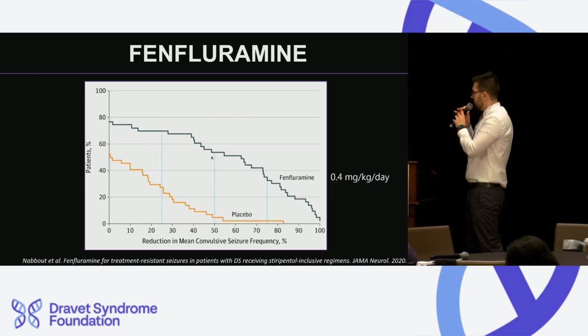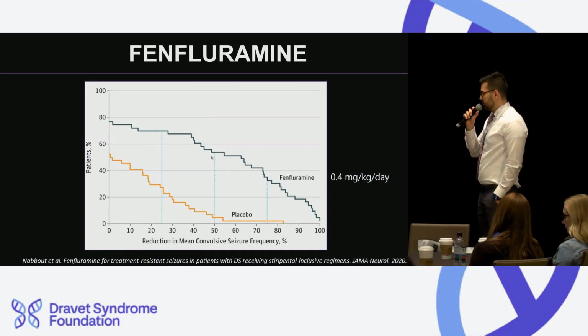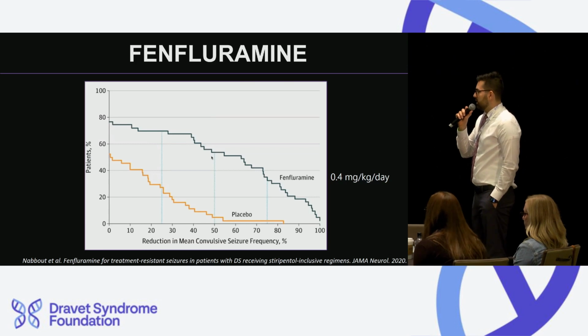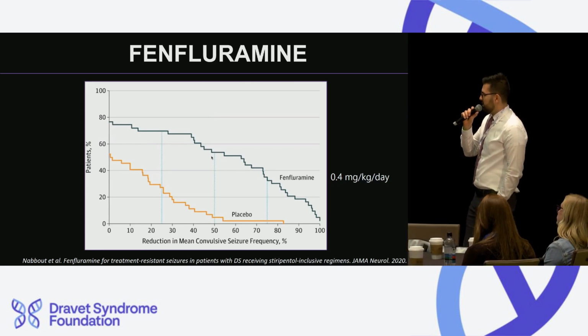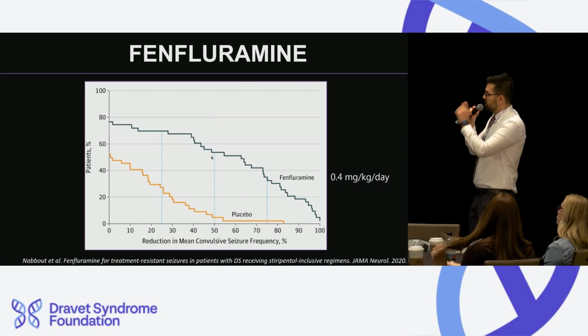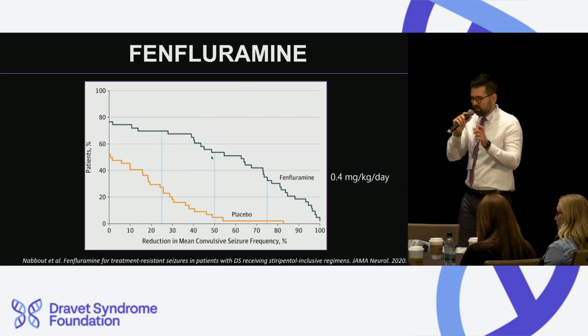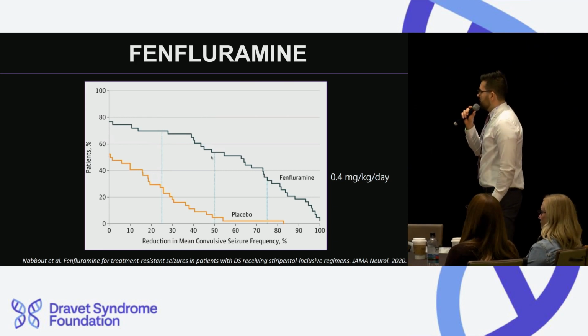Fast forward in time, 1 year later, they did another randomized double-blind controlled clinical trial looking at fenfluramine alone in patients that were already taking stiripentol. So let me rephrase that. It's just one dose of fenfluramine with the patients that were already on stiripentol. So a different patient population compared to the first study. And what they saw was similar.